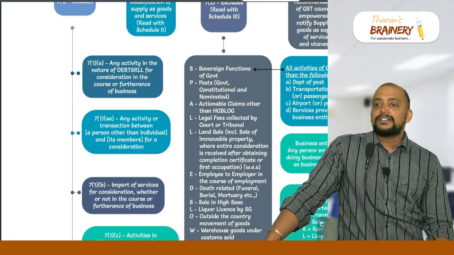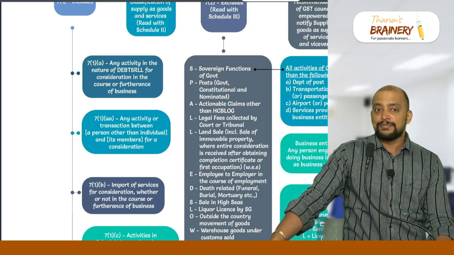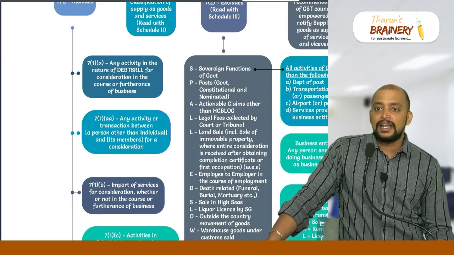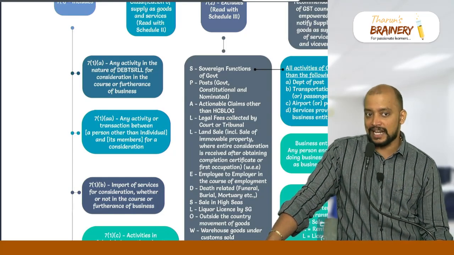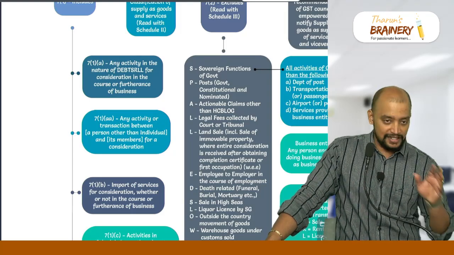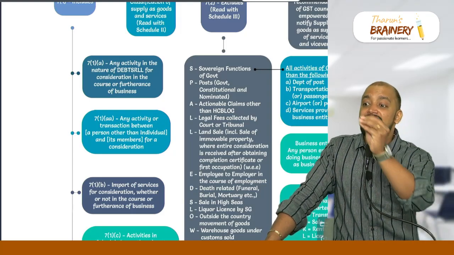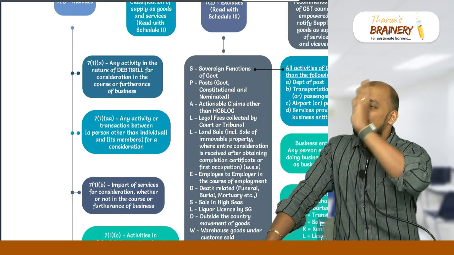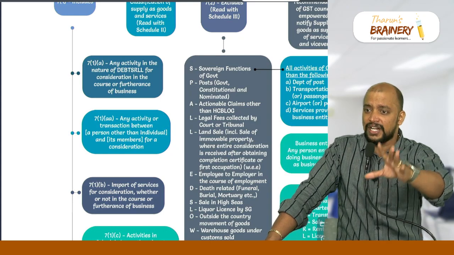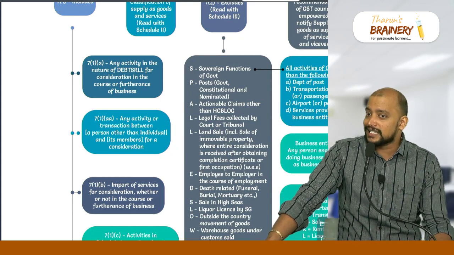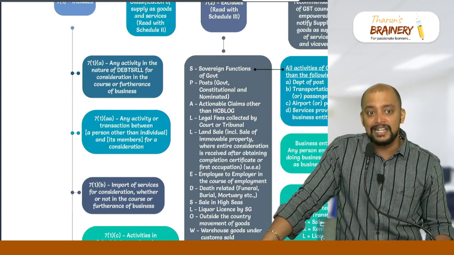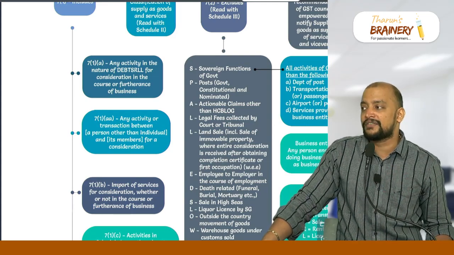Now you tell me whether the classes taken by me for a consideration come under 7(1)(a). Activity: taking class. Sir, but it is not coming under sale, barter, etc. That's what. Any activity in the nature of those activities, but those activities are not relevant. Apart from that, any activity or transaction will come. And is it for consideration? Yes. In the course or furtherance of my business? Yes. Therefore, it will become supply under 7(1)(a).